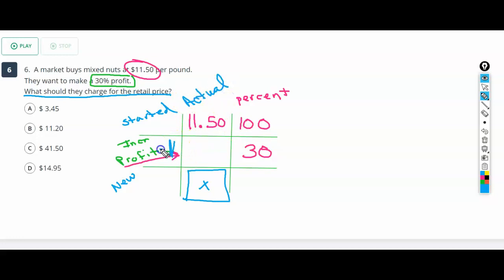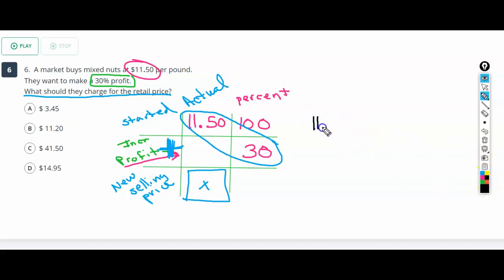We're going to increase it. So we're going to go up. And then this is going to be the selling price. You're going to make a profit. You want to earn money. Let's do our calculation. We're going to multiply diagonally.